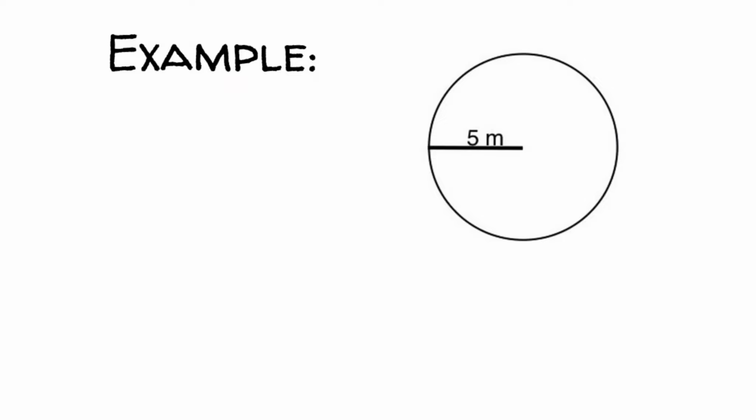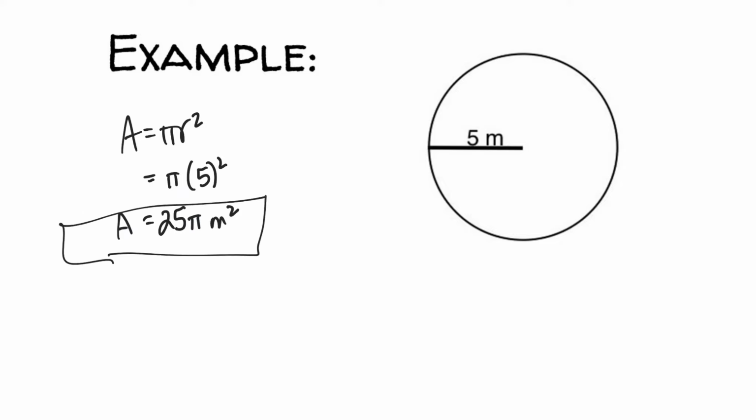So now that we know the area is equal to pi r squared, let's go ahead and do an example. So here my radius is 5, so I have pi times 5 squared, which is 25 pi square meters. And again, just like what we're doing with circumference and with arc length, we can leave our answers in terms of pi.